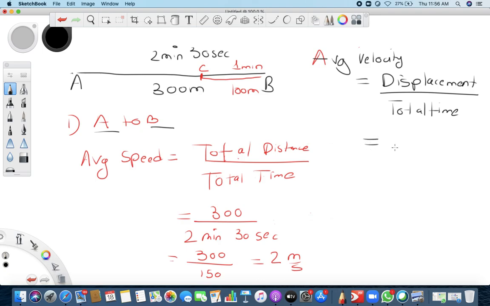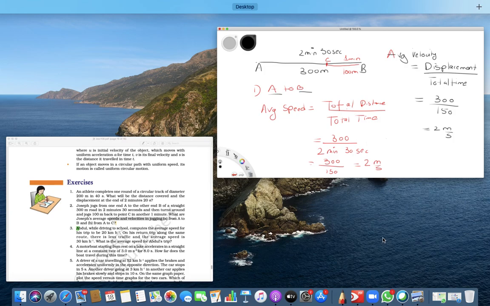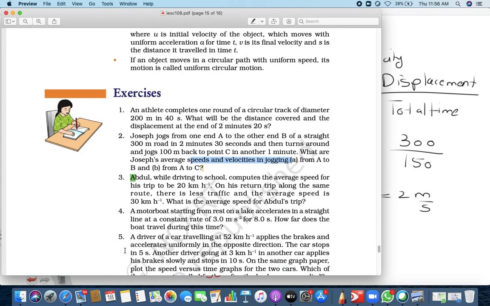Now displacement is what? Again it is 300 only, and time is also the same. So it is again 2 meter per second. So here in this case, from A to B, average speed is also same and average velocity is also same. But our question is not done yet. If you see, they have asked you one more thing. What is the thing they ask you? They ask you to find out again speed and velocity from A to C.